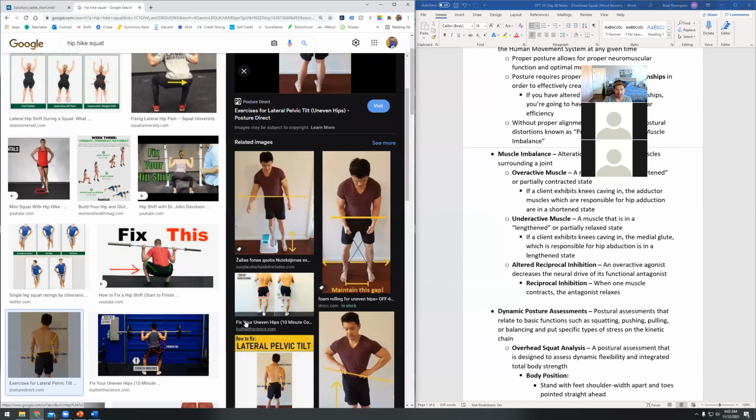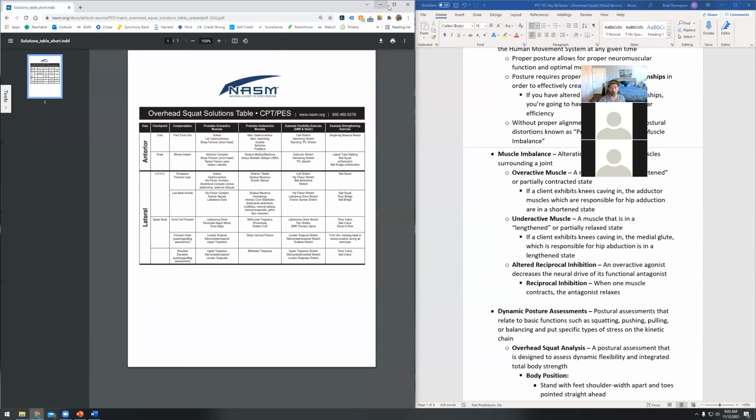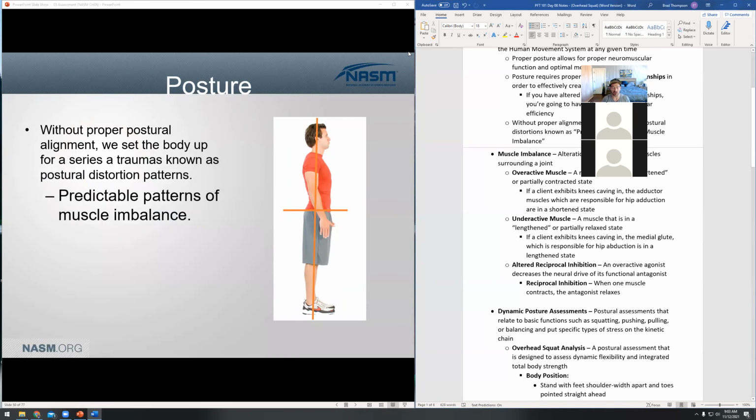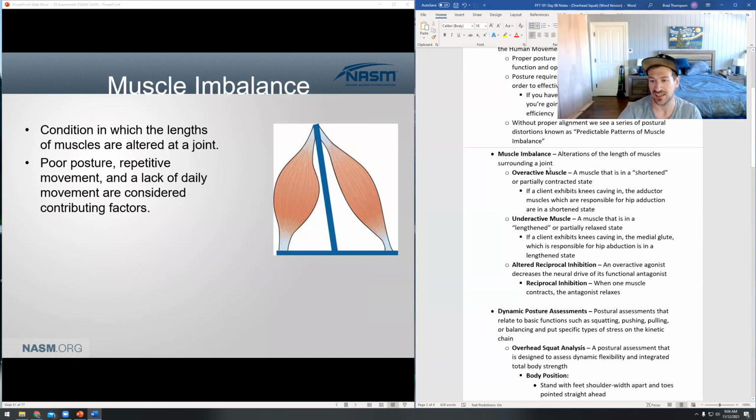So that is sort of our big approach to everything that we're going to be going over. Like I said, over the next 6 days, those are the predictable patterns of muscle imbalance. Are there other ones out there? Totally, absolutely. But those are definitely the ones we cover the most with our assessments. And so what we're seeing is that a client has a muscle imbalance, which by definition is alterations of the length of a muscle that surrounds a particular joint. This comes from static poor posture.